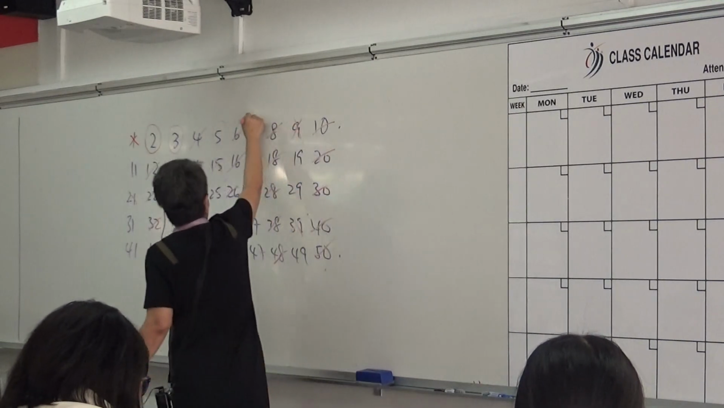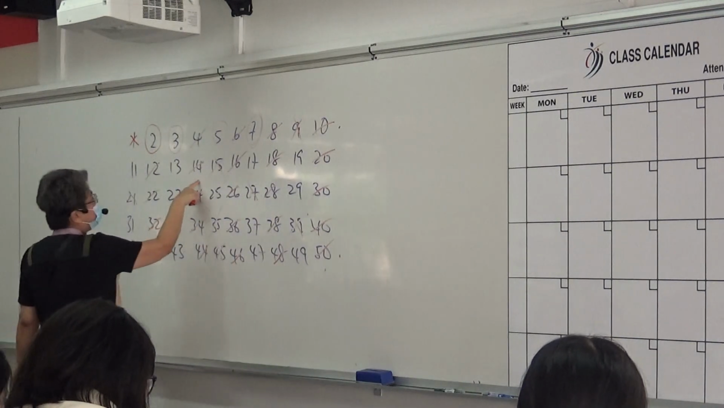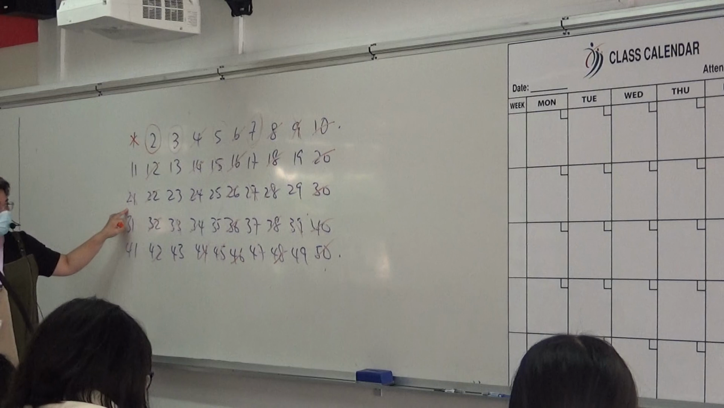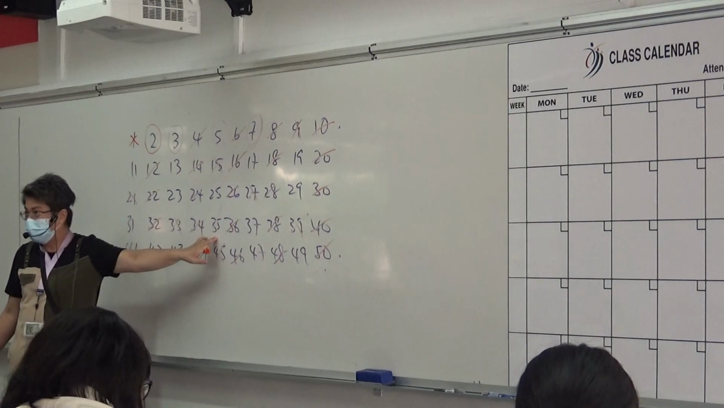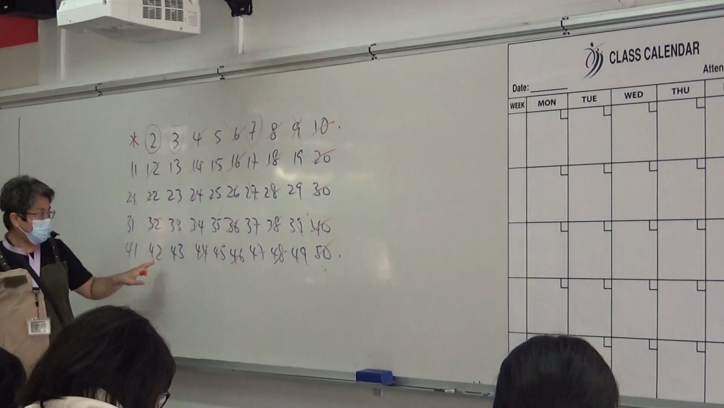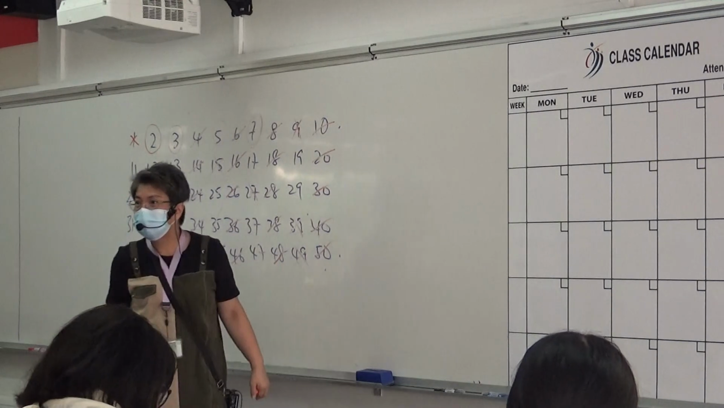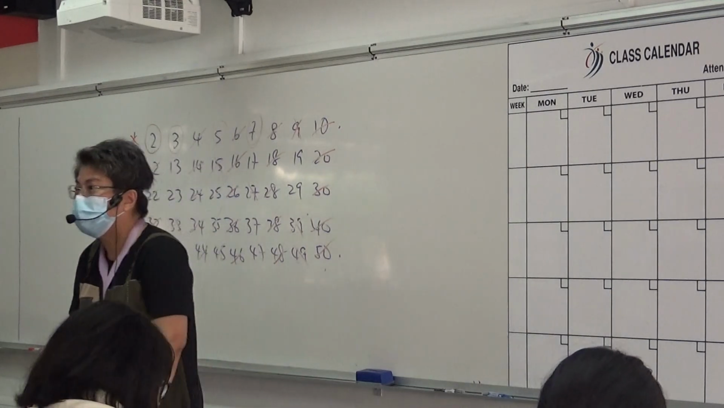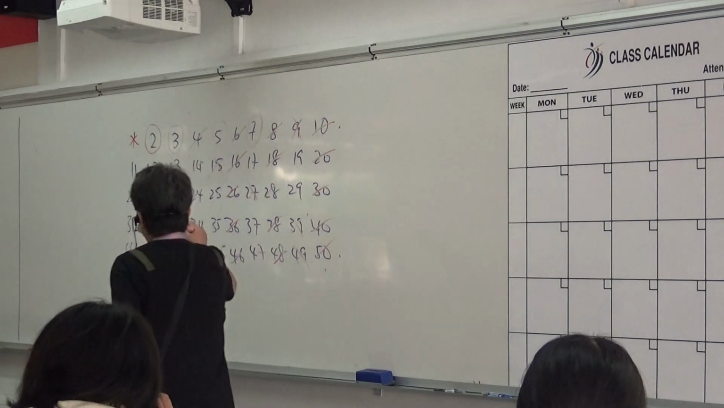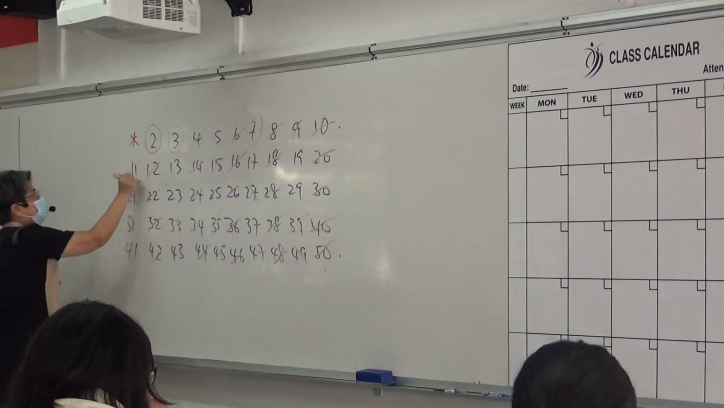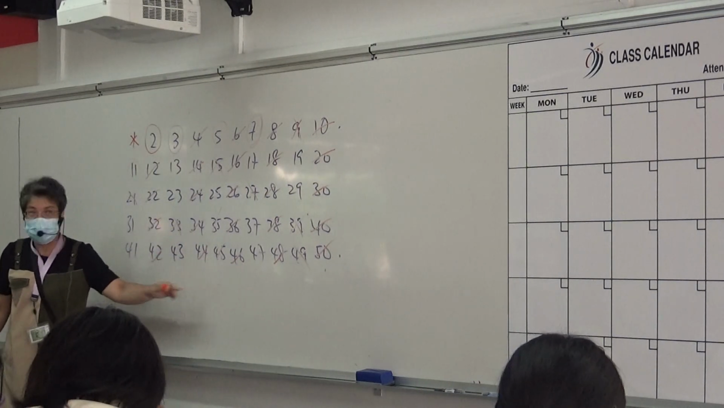Then which one? 7. 7 has what? 14, then 21, then 28, then 35, right? Alright, then 42, then 49. 49 is 7 times what? 7 times 7. Are we clear? Okay, next one is what? 11. 11 will have 22, 33, and 44. Okay, next one is what?